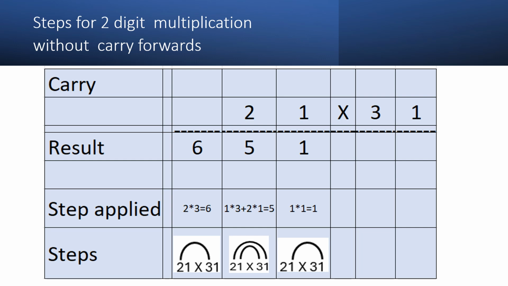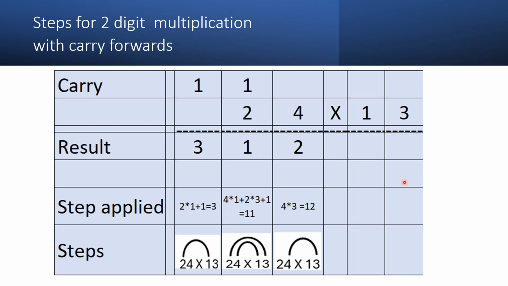So you can see 21 into 31. Here the first step would be multiplying the first pair, that is 1 into 1, which is 1. And in the second step we have two pairs, that is 2 into 1 and 3 into 1. So you will be adding 1 into 3 plus 2 into 1, equal to 5, and we keep the result 5 here. In the third step we have one pair, that is 2 into 3, which is equal to 6. So the answer is 651.